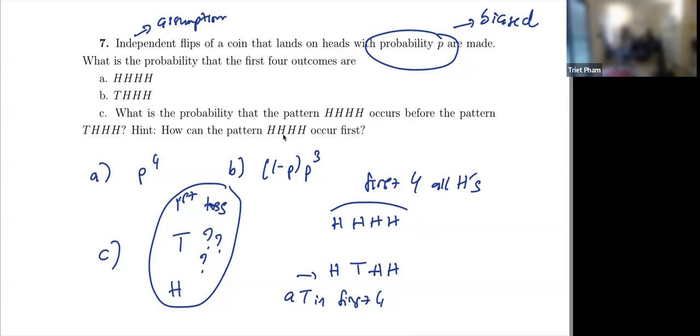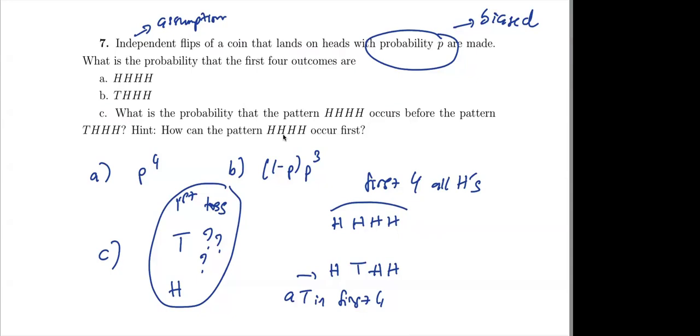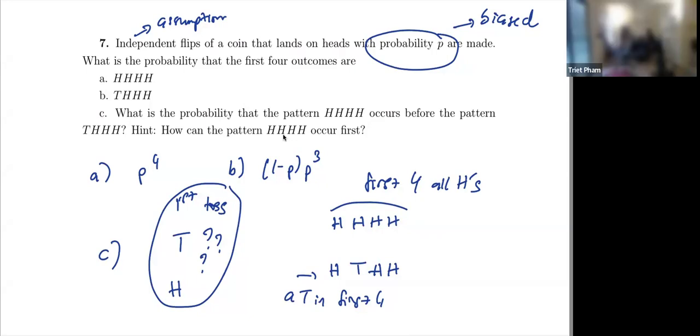Wait a minute. Okay, I was looking at it wrong before, but would it just be P to the fourth then? Because if P to the fourth didn't happen, being all four heads, then there would be a tail somewhere in the first four. Okay, yeah.